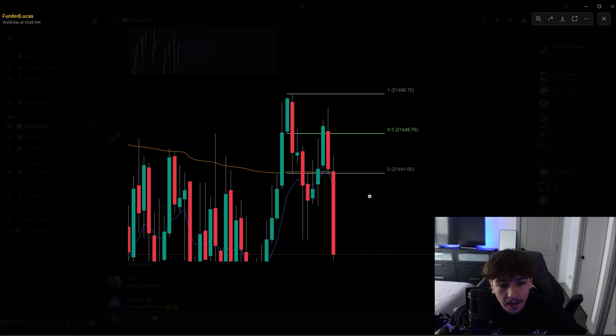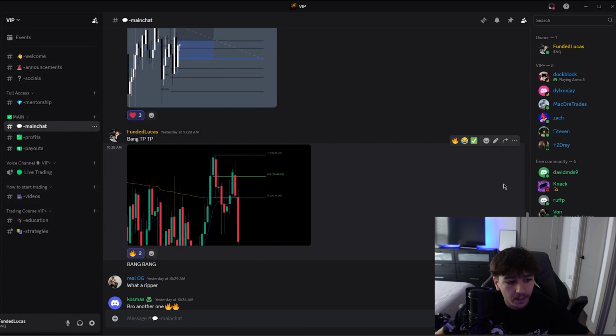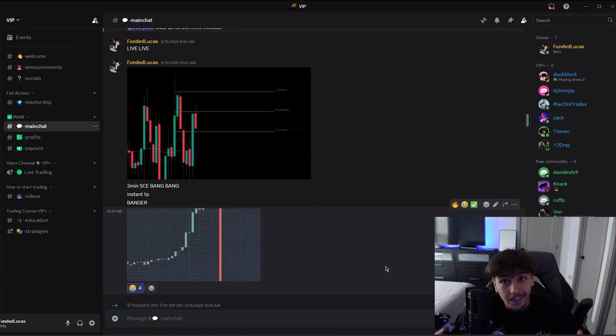That's where I entered. I didn't actually sell here at 441. I actually held it a little bit more to around down here. Held it for more like a 2-to-1. So can't be mad about it. Super small risk on that. It was literally an 8-point risk. Banger.